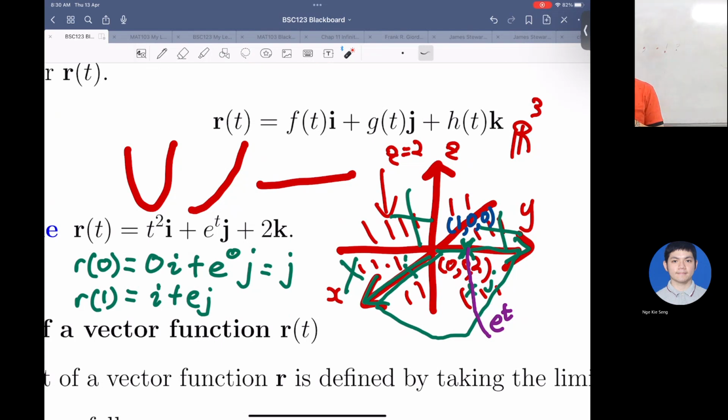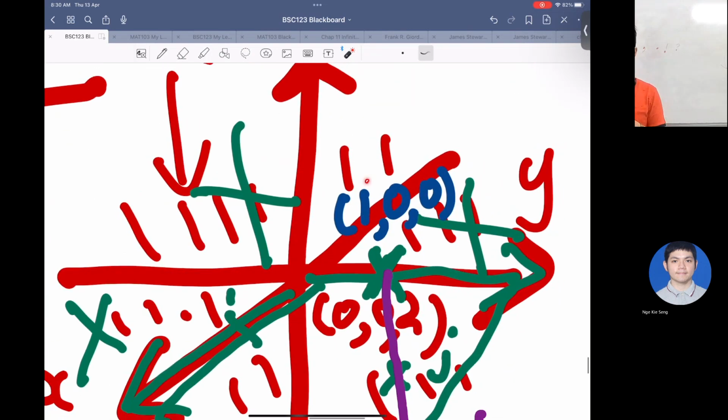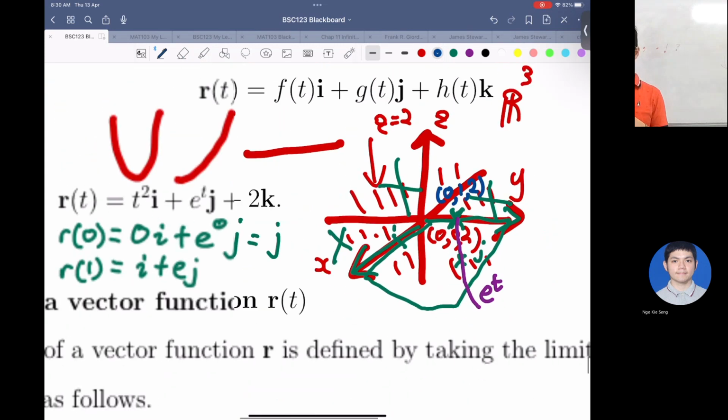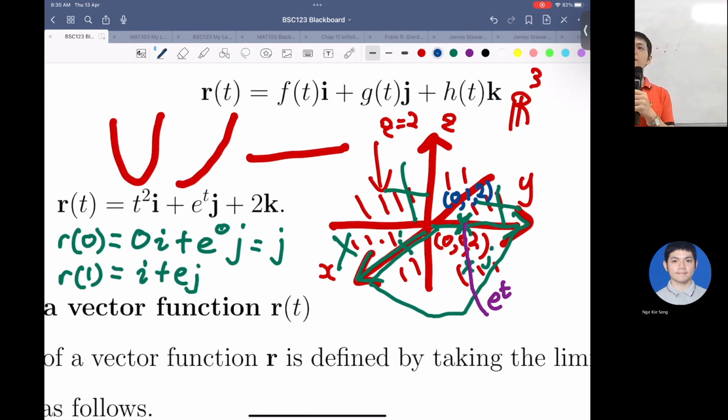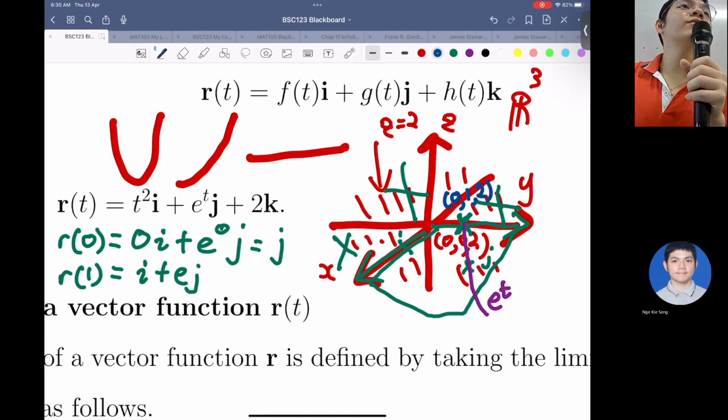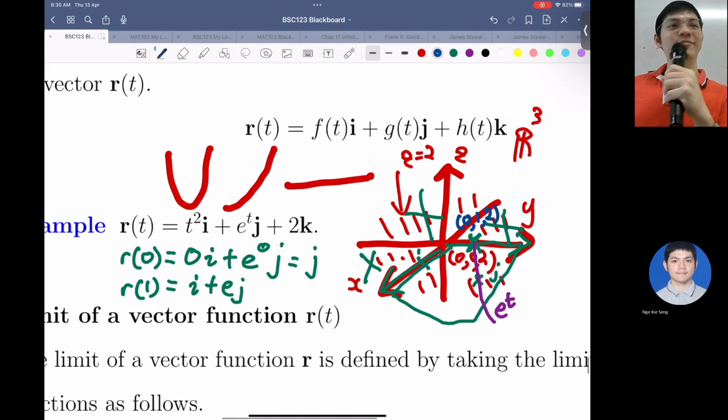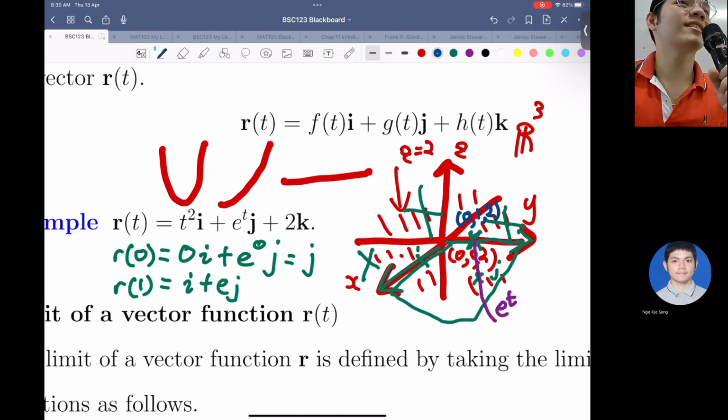0, 1, 2. Which one? The starting point, 0, 1. Oh okay, correct, sorry. Yeah, correct, 0, 1, 2. Is it okay or not? Anyone still confused?